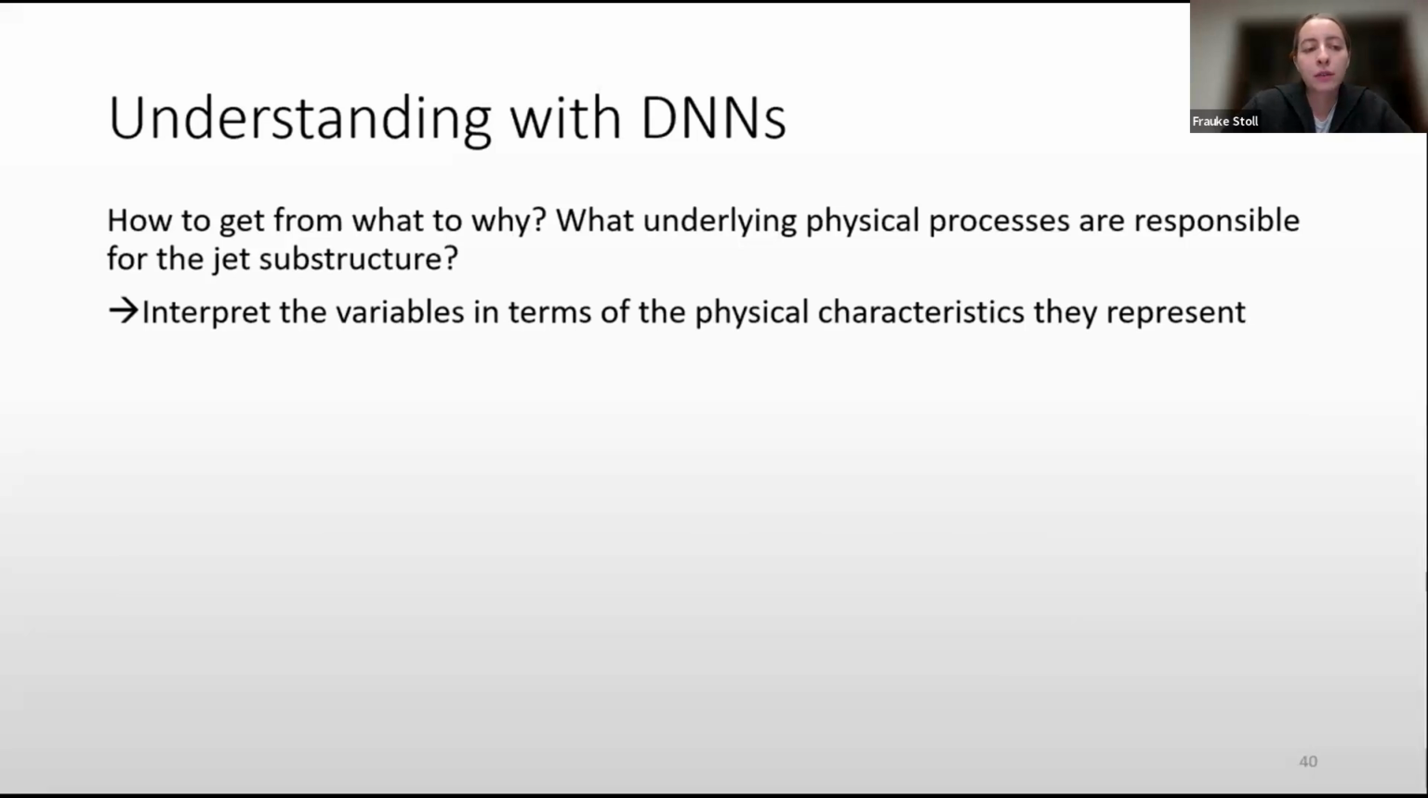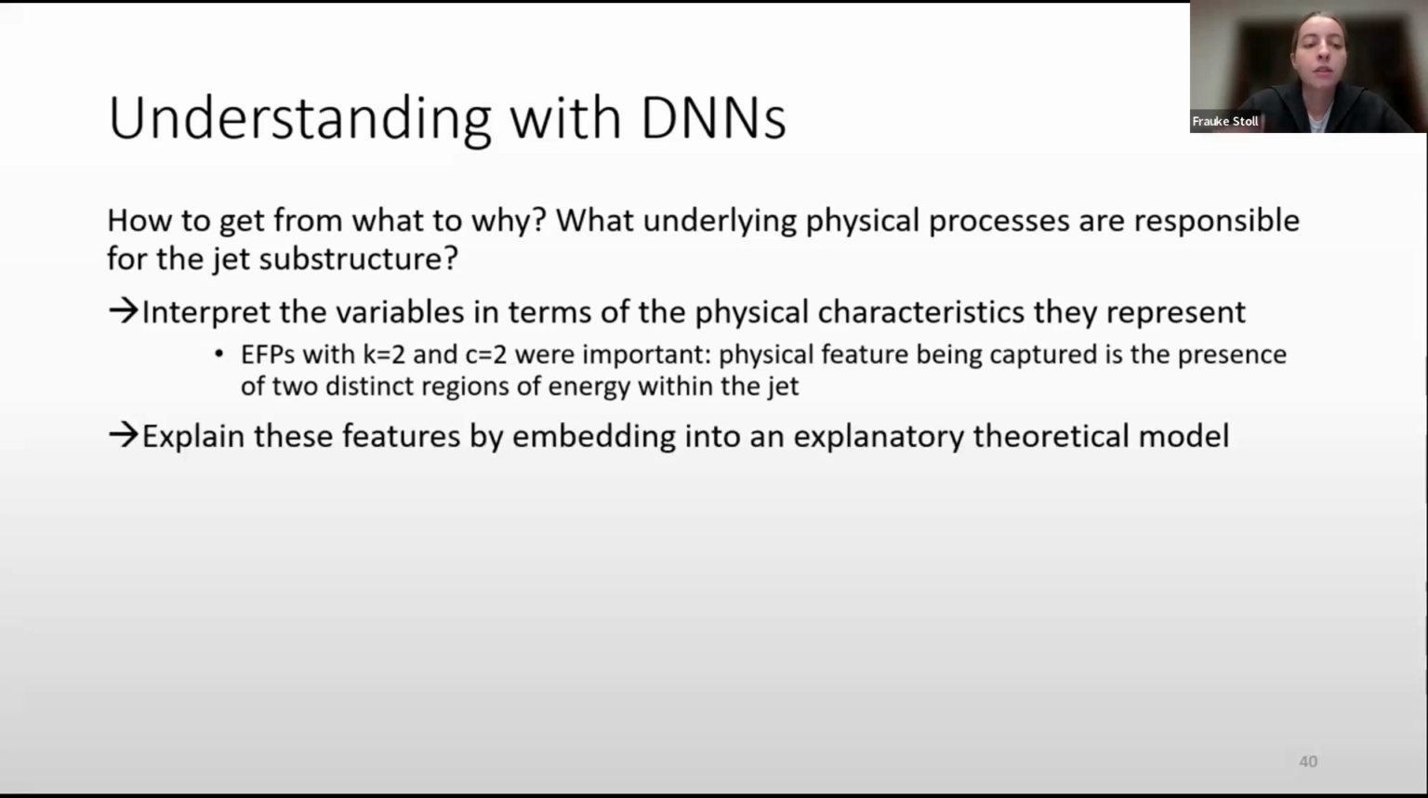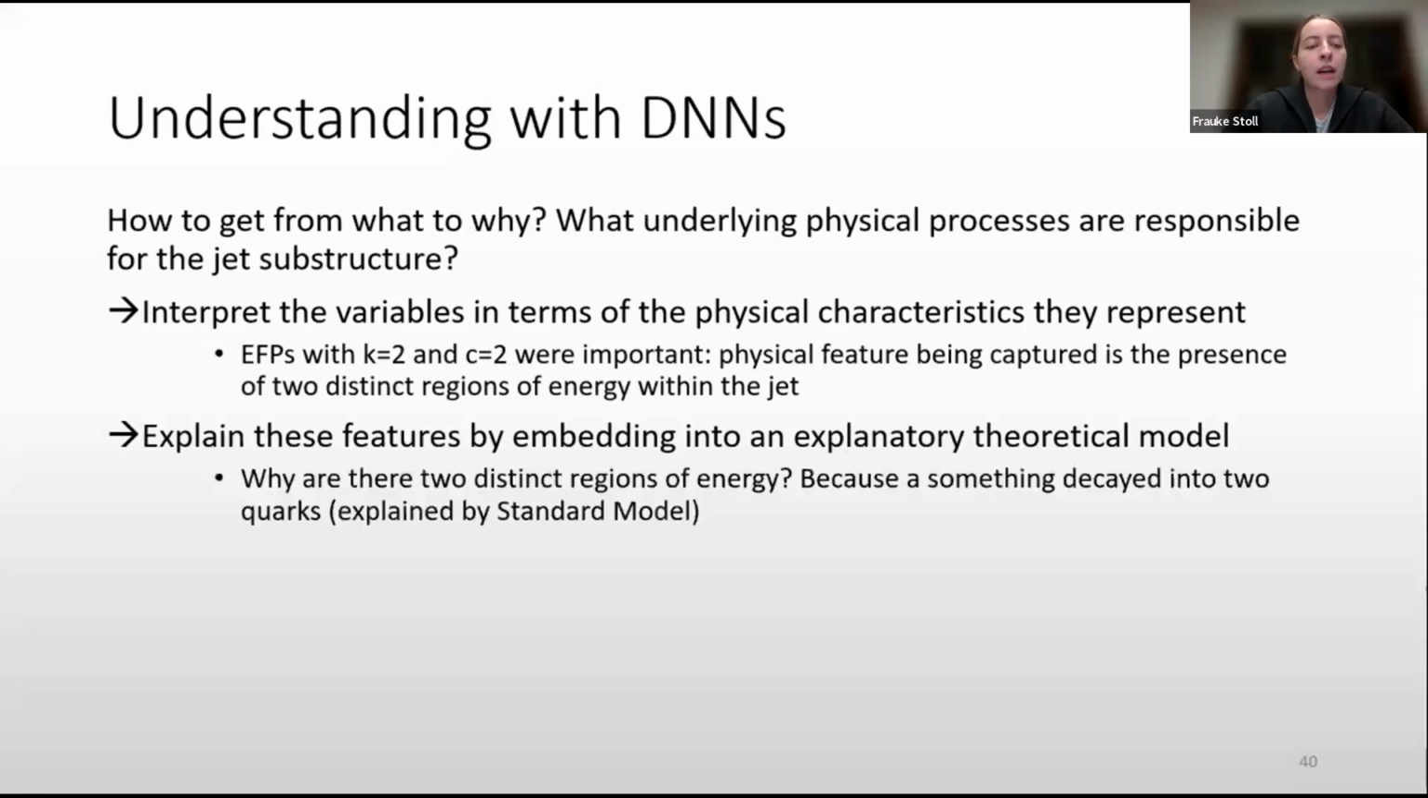But the EFP they found to close the performance gap was analyzed, and they found that the physical feature it captures is the presence of two distinct regions of energy within the jet. And this brings you one step closer. But the important thing is that you then explain these features by embedding them into an explanatory theoretical model. And this, of course, is not easy and requires a lot of theoretical work. But what you want to answer with this is, why are there those two distinct regions of energy?